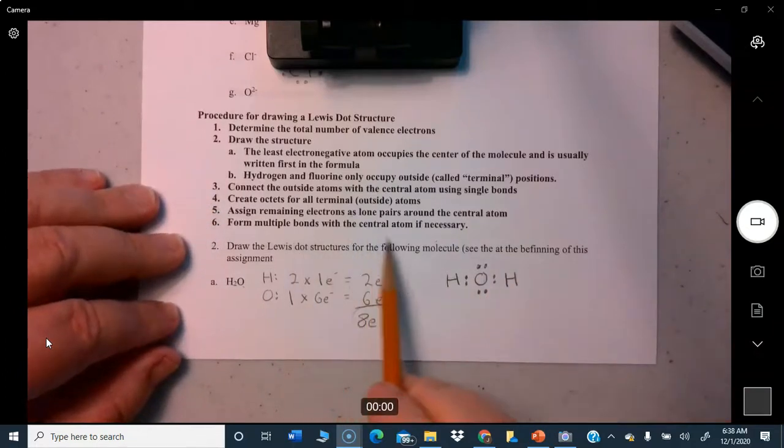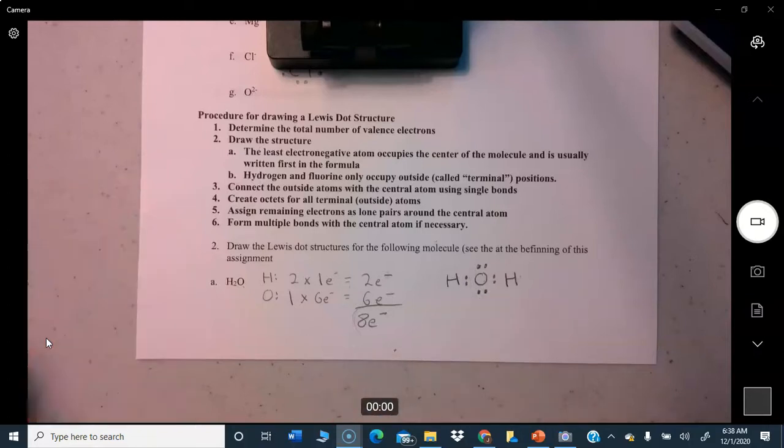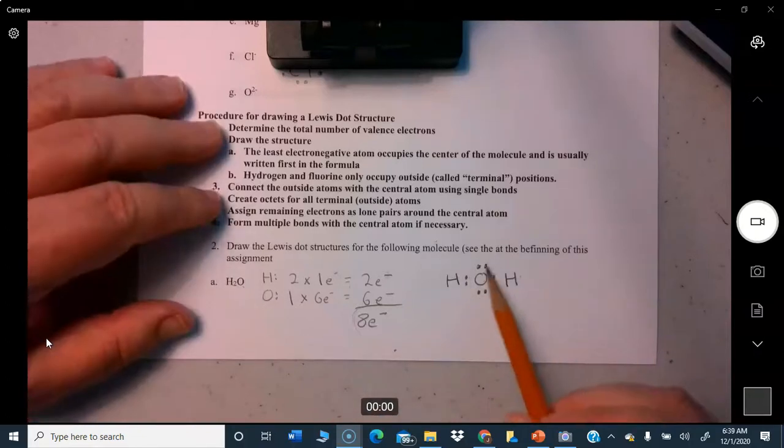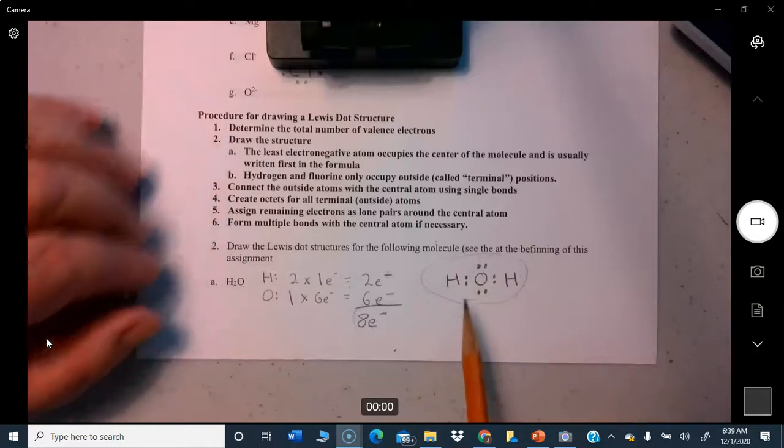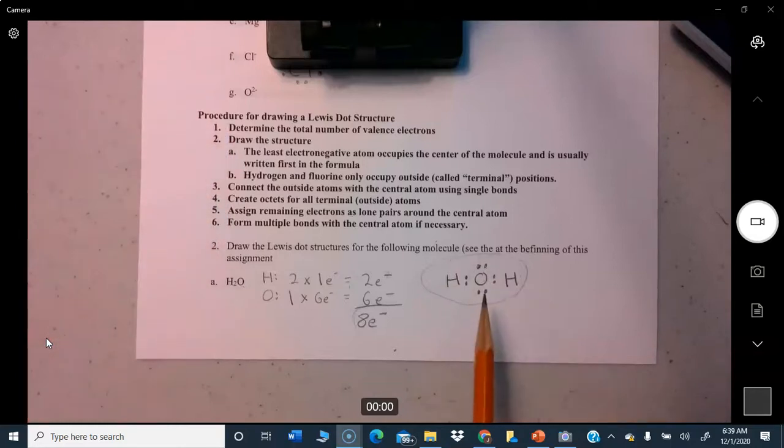All right, and form multiple bonds if necessary. Well, let's see. We've used our 8 electrons. Everyone has an octet. Hydrogen has 2 electrons, and oxygen has the 8 that it needs. So this is done. This is the complete diagram. As I mentioned in the video, this is not the geometry of a water molecule. It is not a straight linear molecule. We'll talk about geometry when we return from the break.